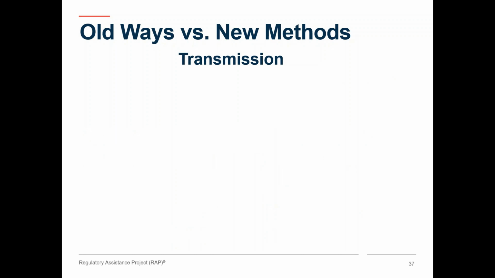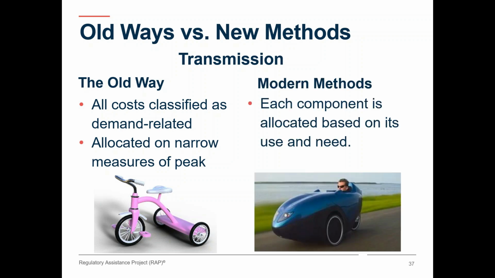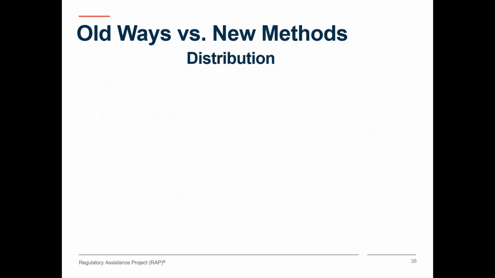Turning to transmission, the old way was often to classify all costs as demand related and allocate them based on a single metric of peak demand. Modern methods will analyze each major transmission asset individually. The costs will be allocated based on how the segment is used.